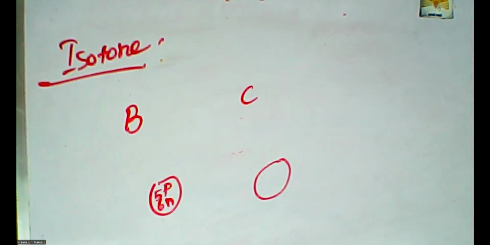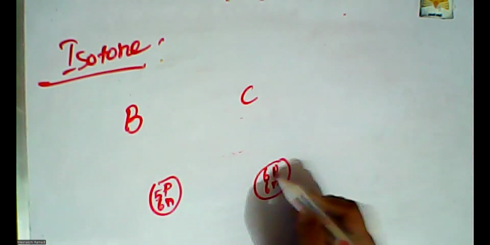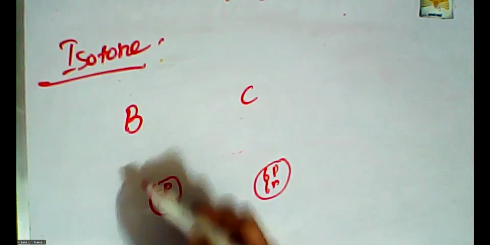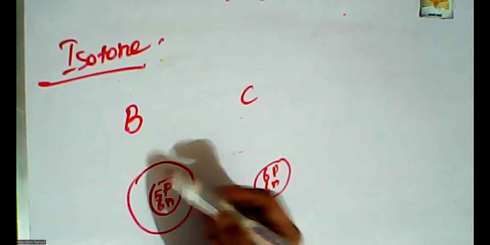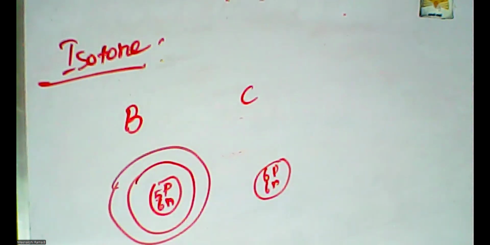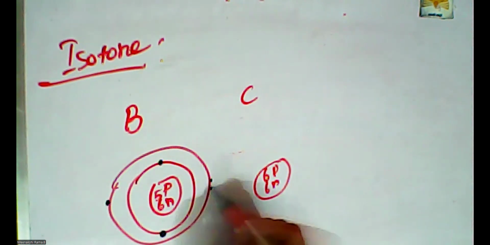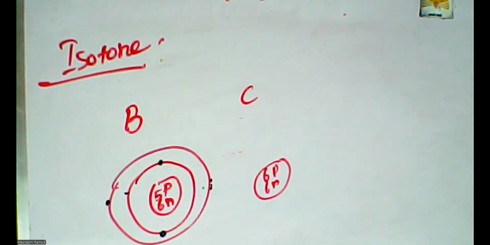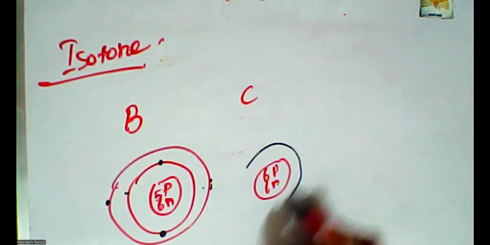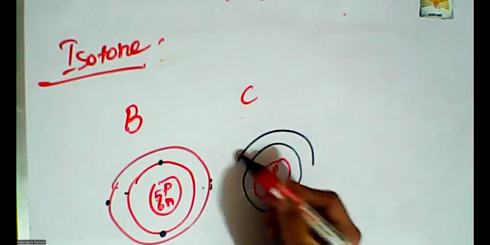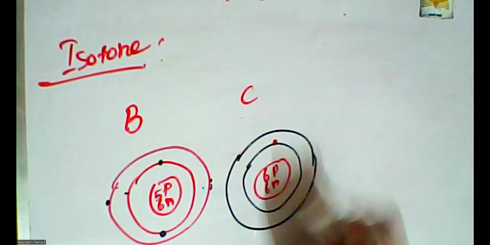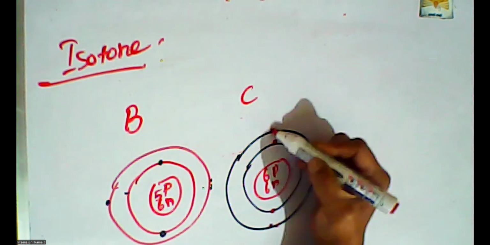Here also 6 protons and 6 neutrons. In the first shell there are 2 electrons, and the second shell contains 3 electrons, so 5. So the protons and electrons numbers are the same. And here, the first shell contains 2 electrons, and then the second shell contains 4 electrons.